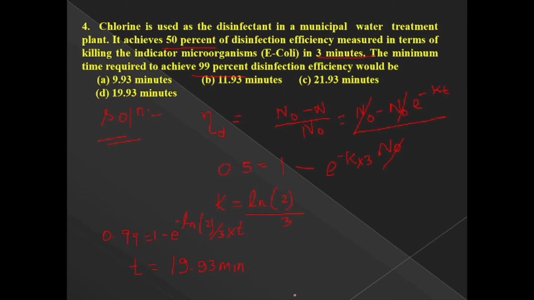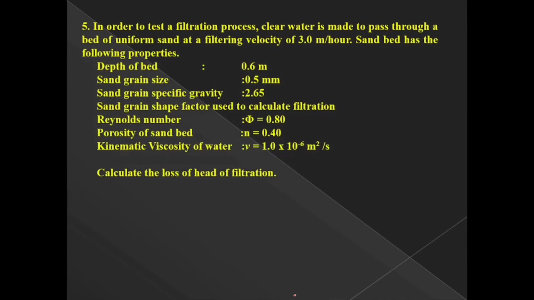So our fifth question is: in order to test a filtration process, clear water is made to pass through a bed of uniform sand at a filtering velocity of 3 meter per hour. Here the filtering velocity V is given as 3 meter per hour. The sand bed has the following data: depth of the bed and so on. Calculate the loss of head of the filtration.